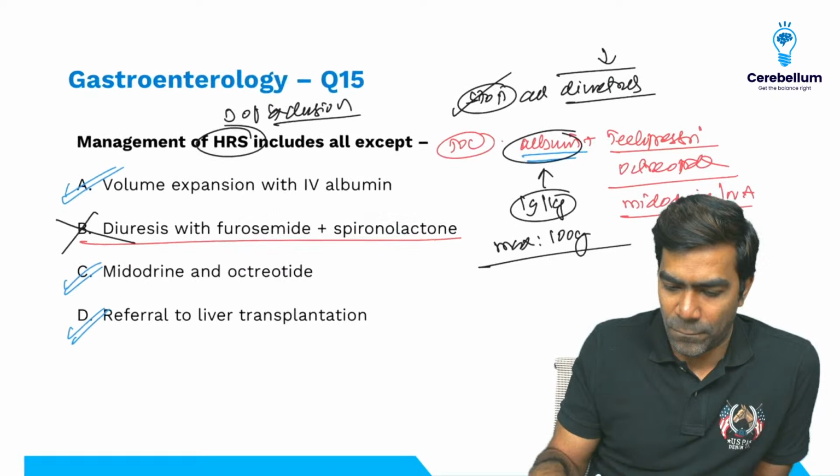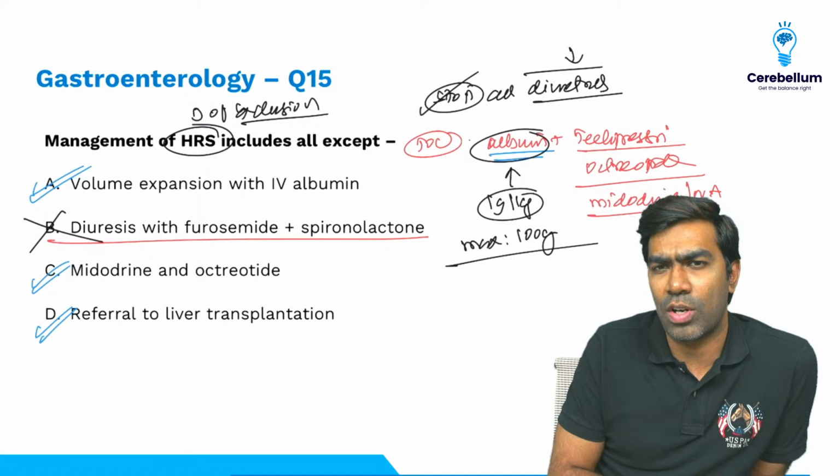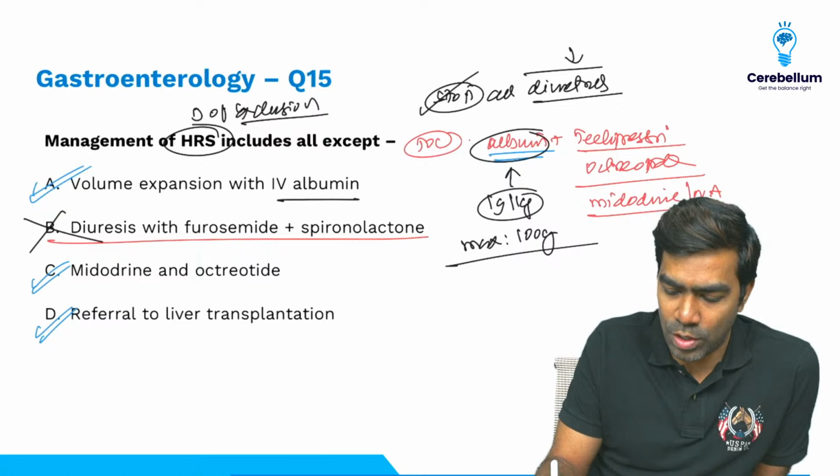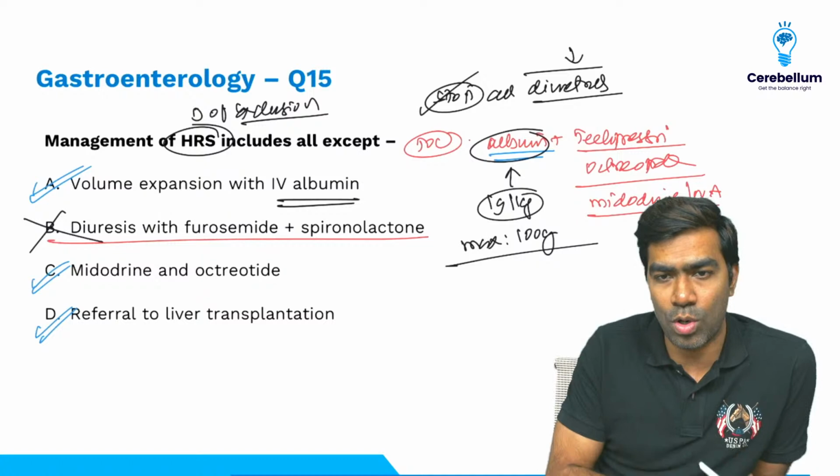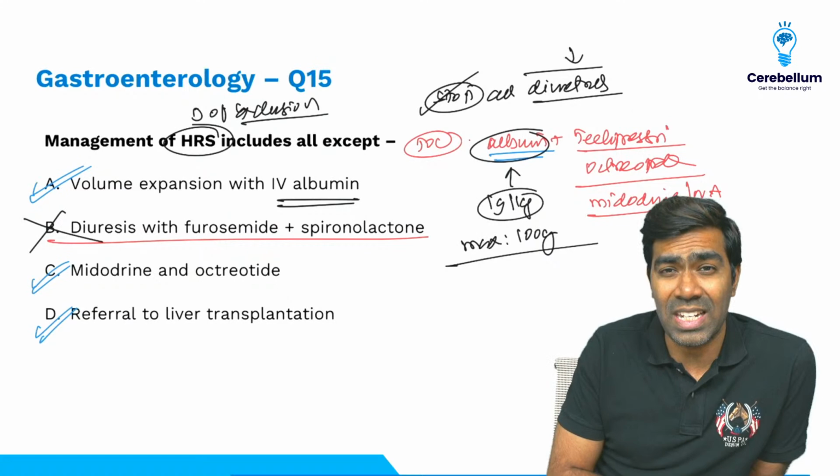Fluid challenge: I should not give fluid. I should not give normal saline, because these patients are already volume overloaded. I cannot give sodium-containing fluid. I have to go for salt restriction. That's the reason I'm going to expand volume with IV albumin, not with normal saline. Why is volume expansion needed? Because HRS is a type of pre-renal AKI.